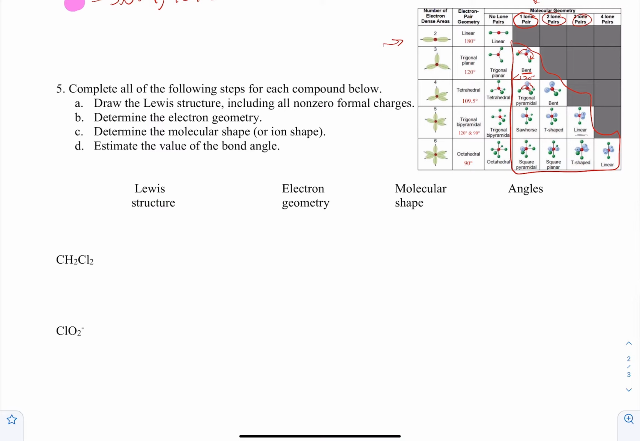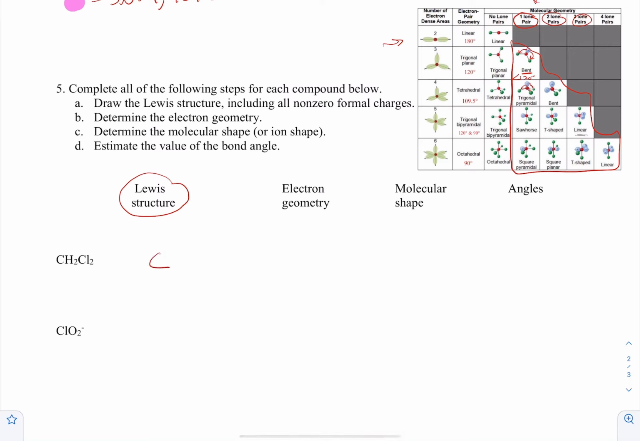Number 5 says, complete all of the following steps for each compound below. A, draw the Lewis structure, including all non-zero formal charges. Determine the electron geometry, the molecular shape, and estimate the value of the bond angle. Okay, so Lewis structures we've covered a lot in detail in previous videos, so I'm actually not going to show you the steps of doing a Lewis structure. I'm just going to draw the Lewis structure, and I expect you to know how we would have gotten there.